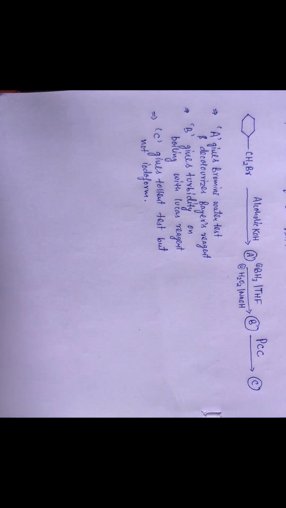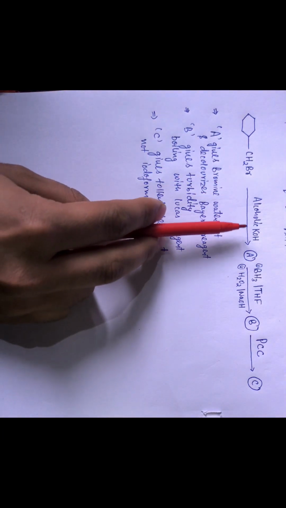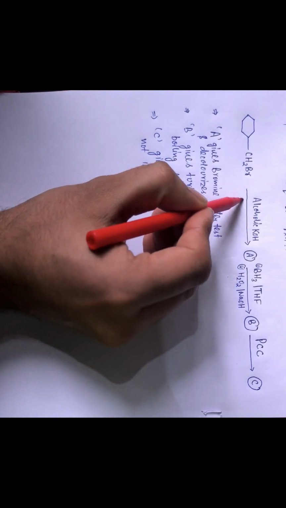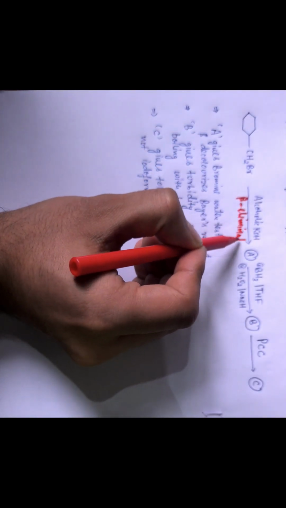Okay, let's try to solve this sequence reaction. Now the substrate alkyl halide is given. So in the first step, this alkyl halide is treated with alcoholic KOH, which you all know is used for beta elimination. It's very simple.